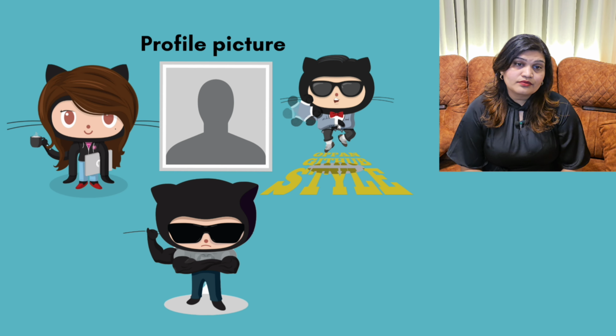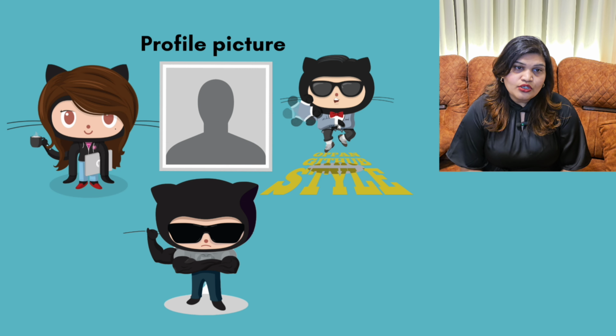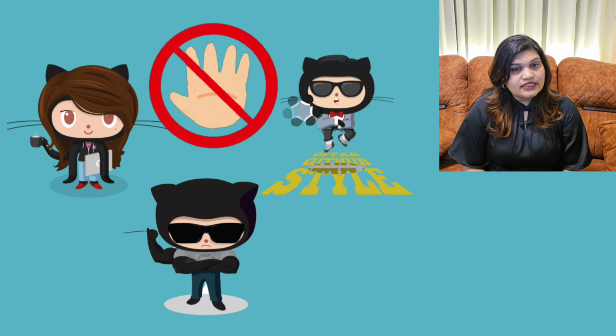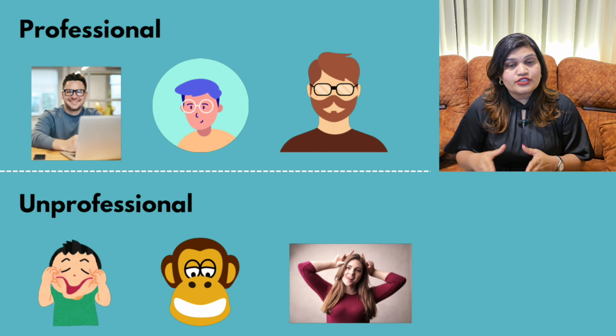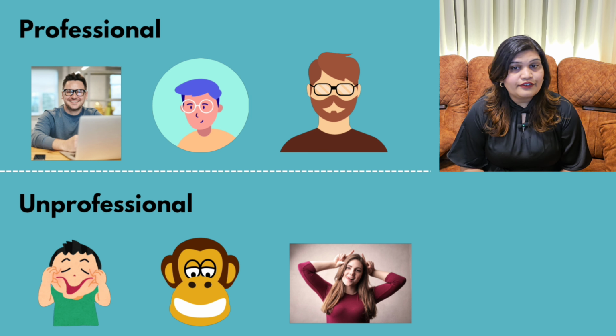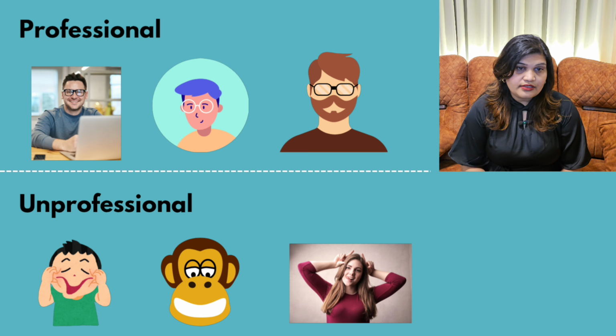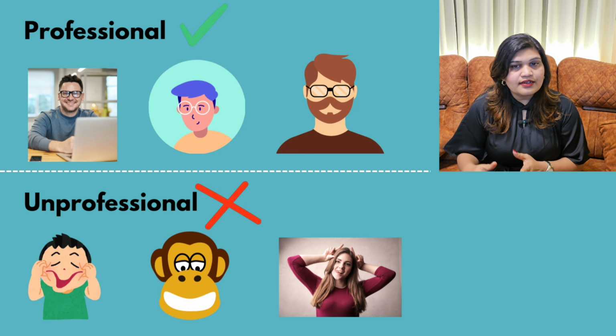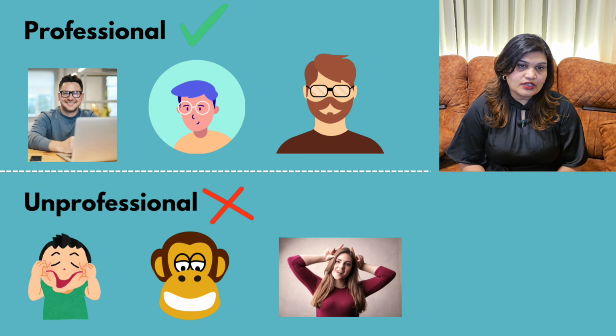Mistake number 2, using an unprofessional or random image for your profile picture. Sure, memes and cartoons are fun, but when you are trying to make a great first impression as a developer, your GitHub profile picture matters. Think of your GitHub profile as a part of your professional portfolio. Choose a clear, friendly headshot or a professional looking avatar. This helps recruiters and other developers take you seriously. It doesn't have to be a formal suit and tie photo, but something that's clear and represents you well in a professional context.